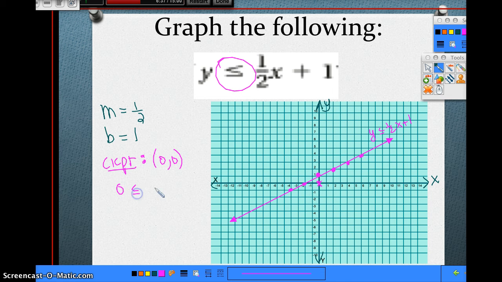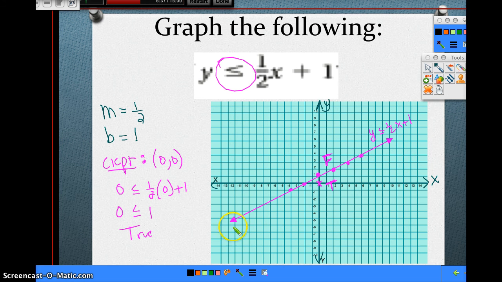So I'm going to substitute 0 is less than or equal to 1/2 times 0 plus 1. 1/2 times 0 is 0, and 0 plus 1 is 1. Is 0 less than or equal to 1? Yes, that is true. So that means this side is the true side, and the other side must be the false side. Remember what I said before. Always shade the true side, which is this side of the line. You're going to have to go on an angle because you have a slope of 1/2 with your shading. So there it is.